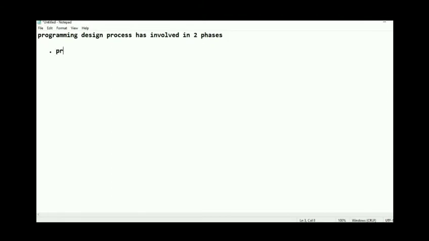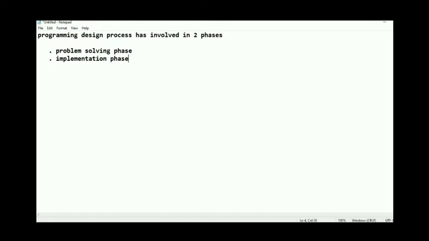The programming design process involves two phases: problem solving phase and implementation phase. So if you take any program, it follows these two steps: problem solving phase and implementation phase. Now what is the meaning of problem solving phase and implementation phase?